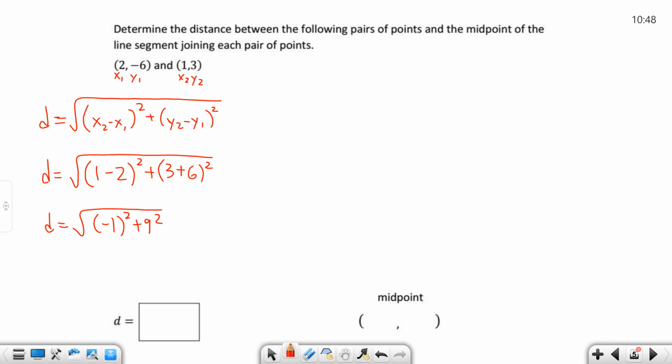Parentheses must be there. So then this is going to be, and I could just write equals out beside it, the square root of negative 1 in parentheses squared, which is negative 1 times negative 1 is 1, plus 81.